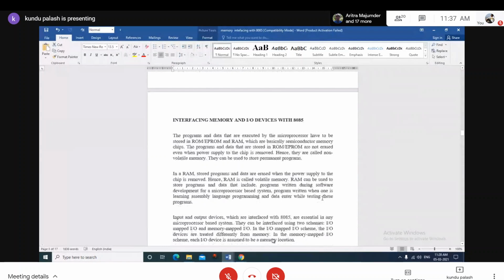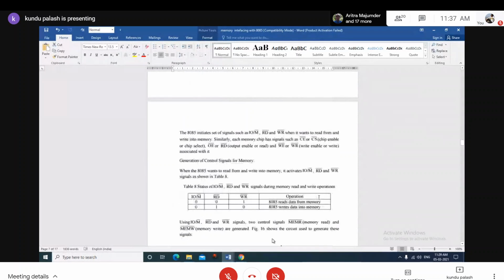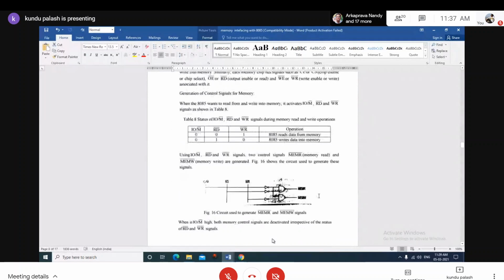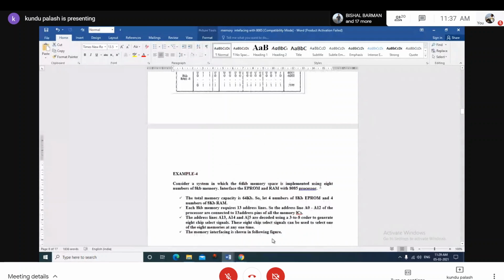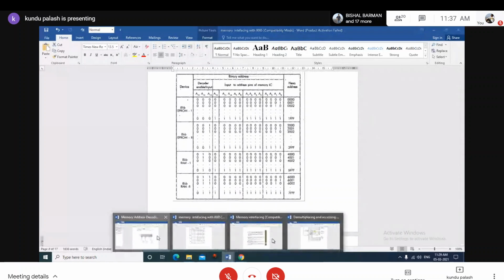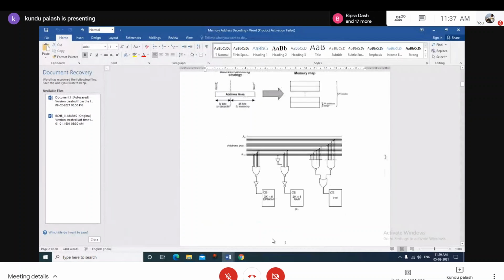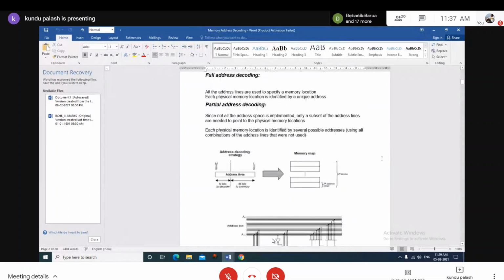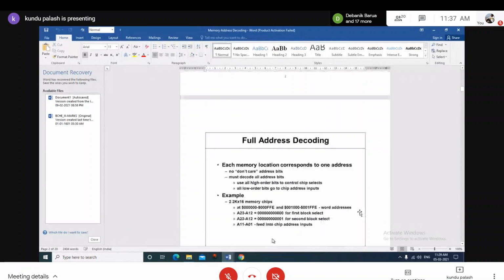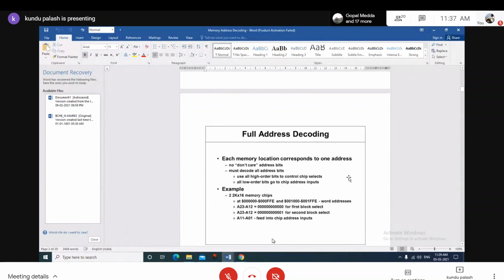So now the question is, I have told about absolute decoding and partial decoding. What is the meaning of this? Absolute decoding is full address decoding. In the case of a full address decoder, each memory location corresponds to one unique address. What is the meaning? Out of the 64 kilo size locations, each location is designated by a unique hexadecimal address.